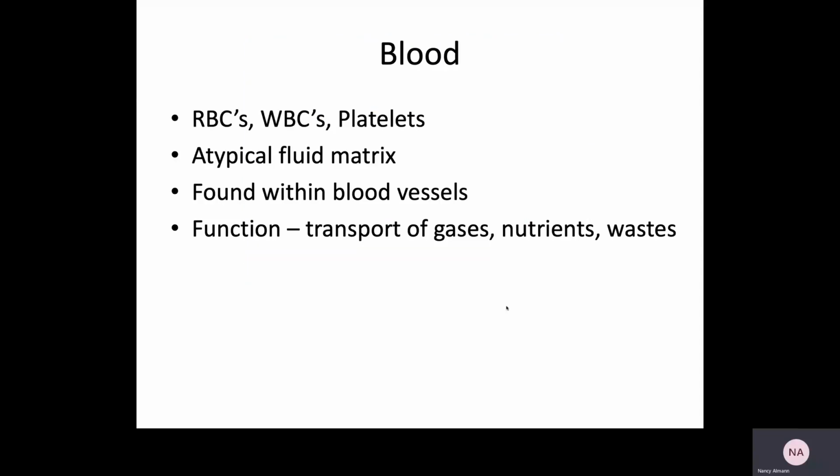Blood is another one of those slides you pray for. Please, please, please. Let us put blood on an assessment because it's so easy to recognize.